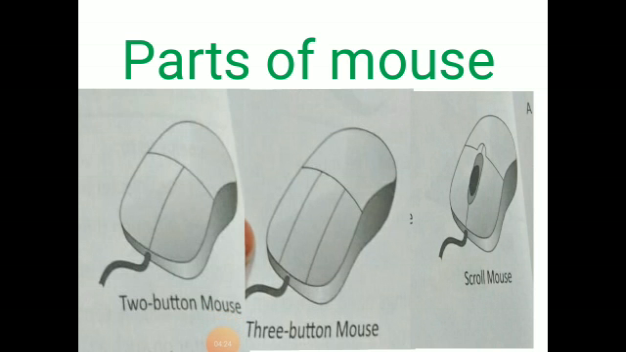Next topic is parts of mouse. As you see in this picture, there are 3 or 4 main parts of the mouse. First one is button, second one is scroll, third one is tail or wire.